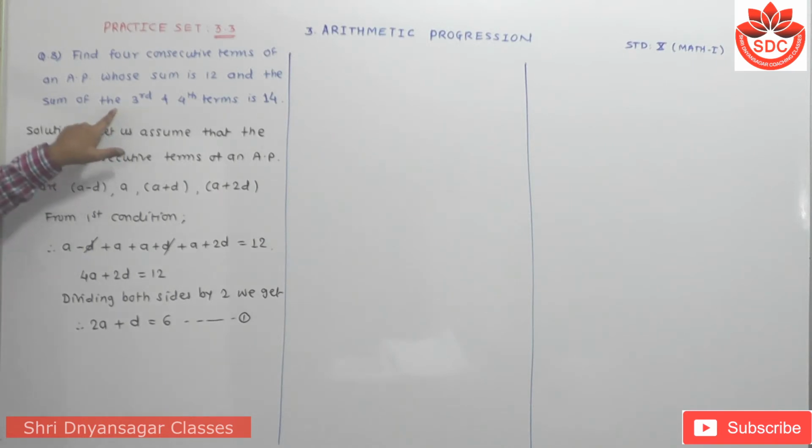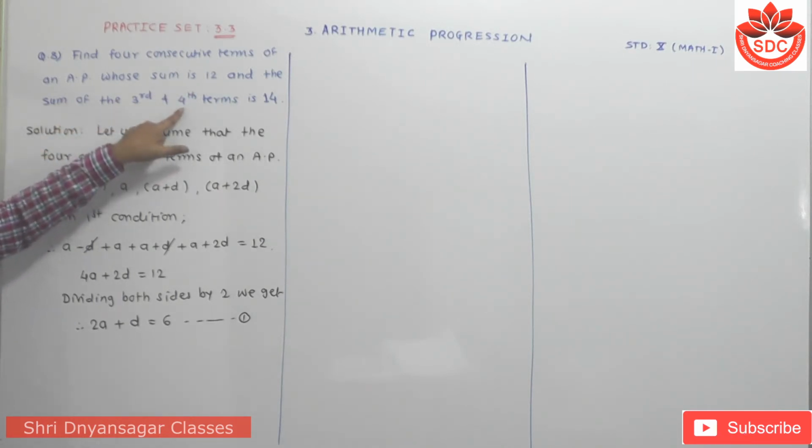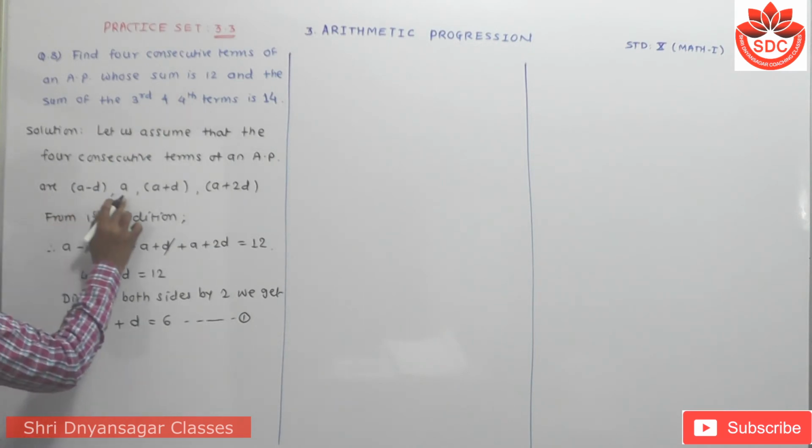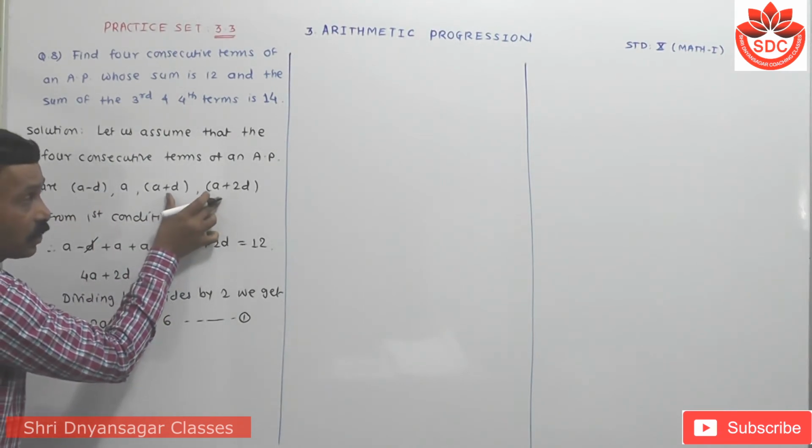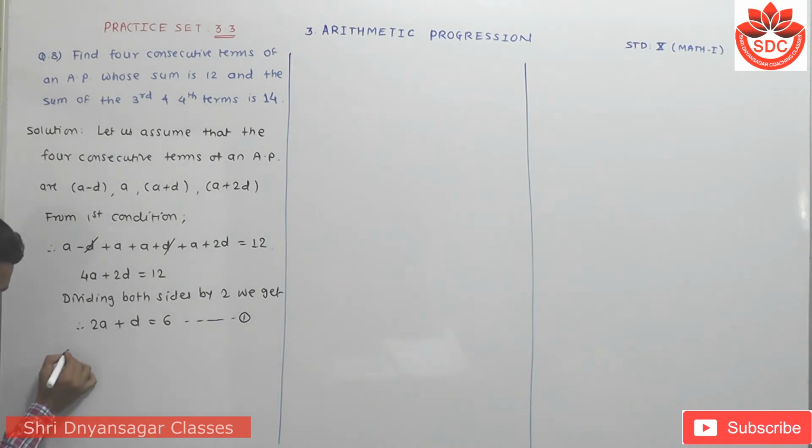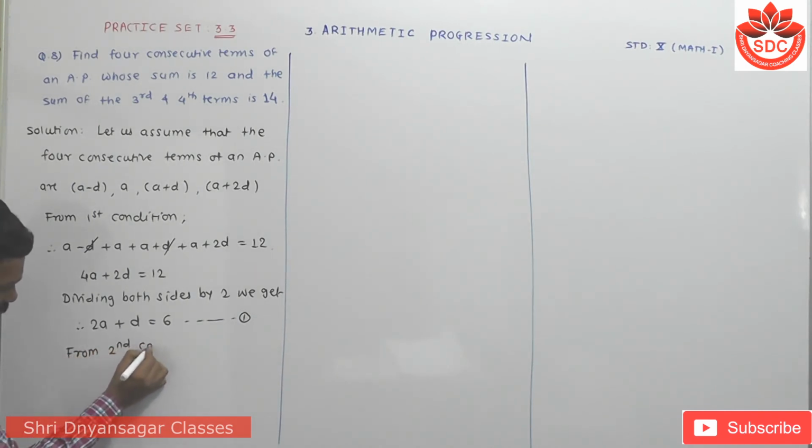Student, then by using the second condition, the sum of the third and fourth term, this is first, second, third and fourth, the sum of these two terms is 14. So I write here from the second condition.